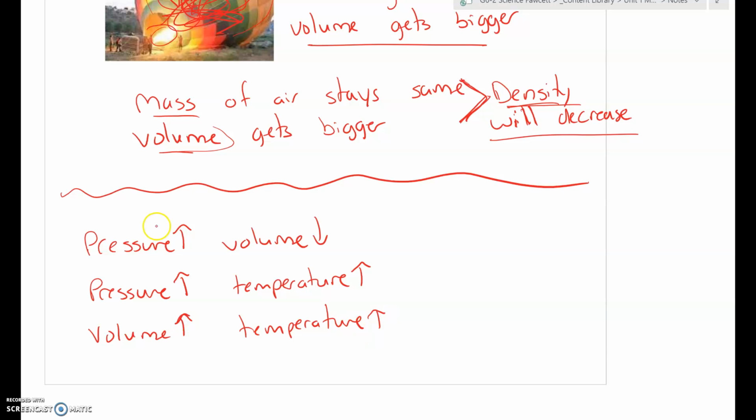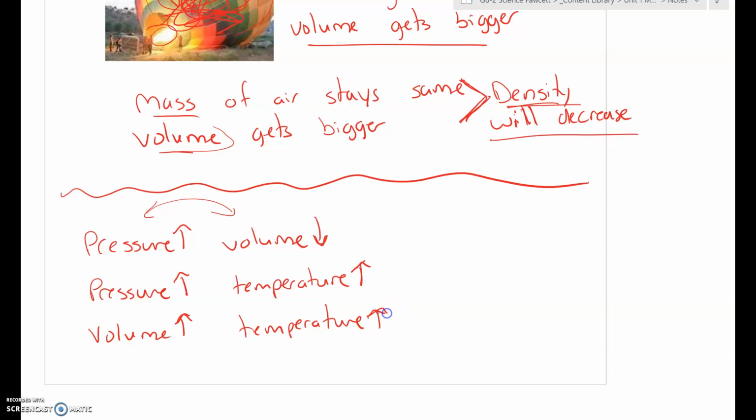And all of these can affect each other in both ways. One can affect the other one. And they're all assuming that it's an ideal condition where the third thing is not changing. So pressure and volume, temperature's not changing. Pressure and temperature, volume's not changing. Volume and temperature, pressure's not changing. In the real world, that can never really happen.